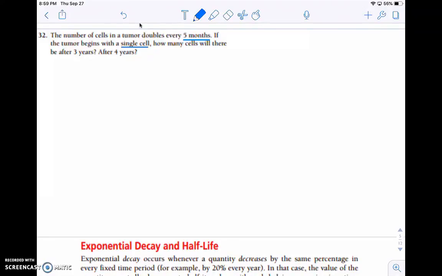So in this case, the new value will be the initial value. We start with 1 cell times 2, raised to the, and notice that the doubling time is in months, and the time period we're looking for is in years. So we need to make sure that we change 3 years to 36 months, divided by the doubling time of 5 months. And this will give you approximately 147 cells. So after 3 years, that 1 cell will have multiplied into 147 cells.